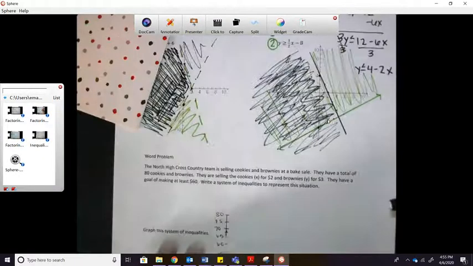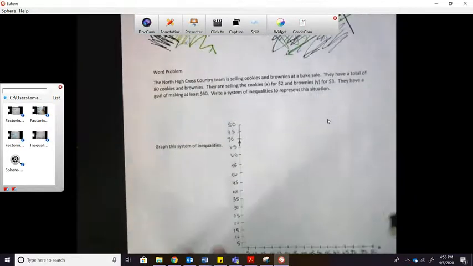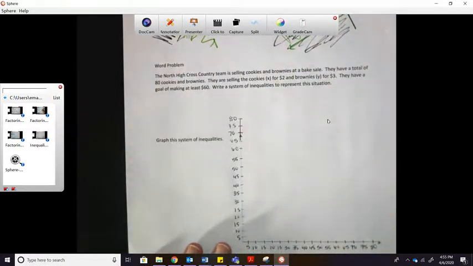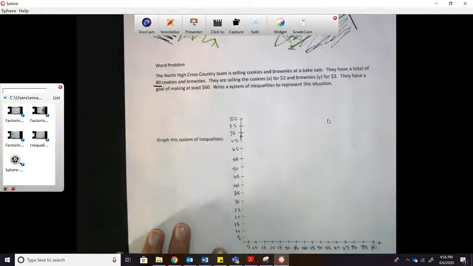I have a word problem here as well, so that you can graph a system with a word problem. All right, so North High Cross Country team is selling cookies and brownies at a bake sale. They have a total of 80 cookies and brownies. That's probably important. They are selling the cookies for $2 and brownies for $3. They have a goal of making at least $60. It says write a system of inequalities to represent the situation.